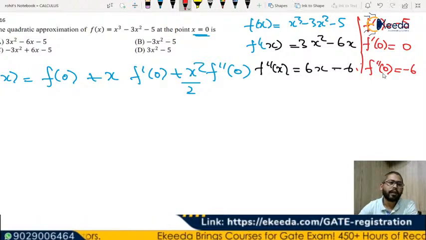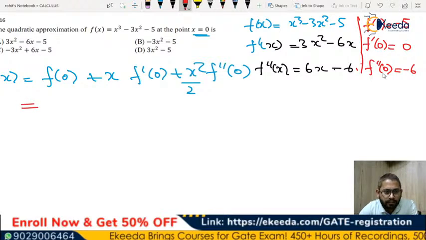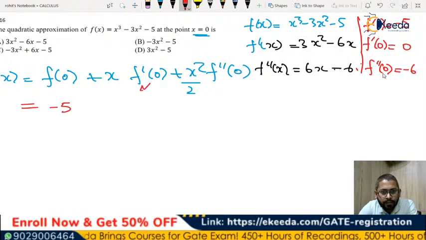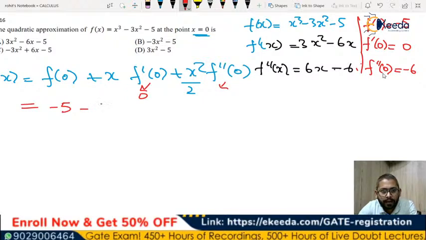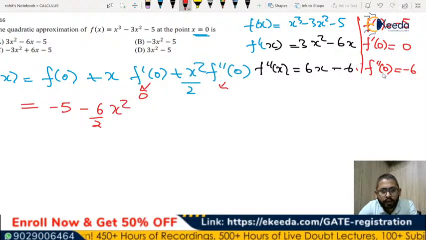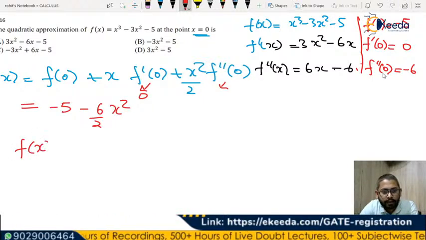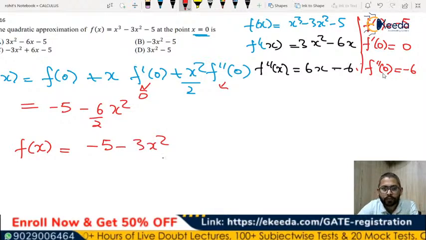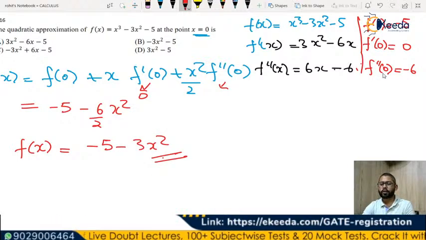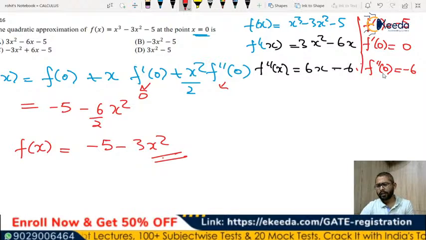So once you have found the values, f of 0 is minus 5, so write minus 5. This term is 0, so let's drop it. This term is minus 6, so this is minus 6 by 2 into x square. So this function f of x now becomes minus 5 minus 3x square. That's it. So this is the quadratic approximation. Quadratic means what? Second order.